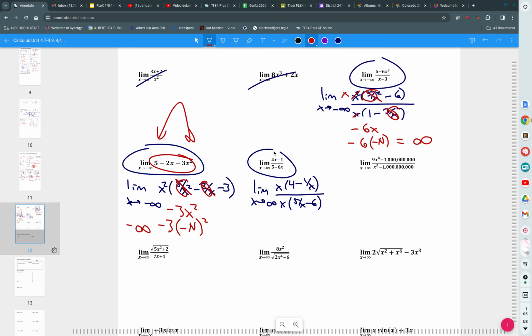And the last one, isn't that nice and simple, right? See, x and x, you know the answer is going to be negative 2/3. So the x's cancel, those are gone, and you get 4 over negative 6, otherwise known as negative 2/3.